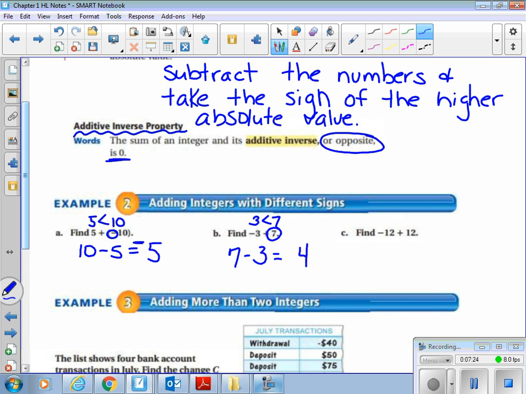And in part C, I immediately recognize that negative 12 and 12 are opposites, and I'm adding them, and since I'm adding opposites, I'm really doing the additive inverse property, which means my answer is 0.